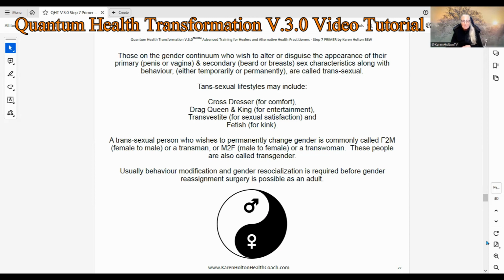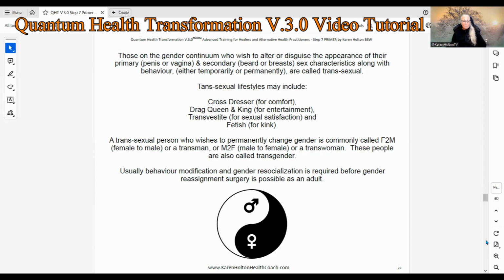People who cross-dress generally do it for comfort. Drag queen and drag king. This is usually done for entertainment. Transvestite, which means dressing as the opposite sex for sexual satisfaction. And then there's fetish, and this involves the whole world of kink. And it's a whole different category.